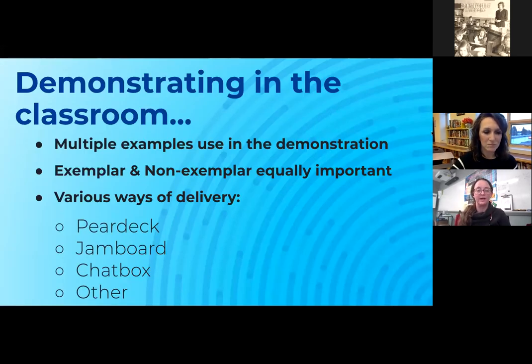One key thing to think about when demonstrating in the classroom is to give multiple examples, so the students can really put those together and create their own work. It's also equally important to show non-exemplar work as exemplar work, so students can better understand the success criteria. And there are all kinds of different ways of delivery. I used Pear Deck originally. Jamboard can be awesome. Chatbox, any mode that works for you can be really beneficial in helping demonstrate.